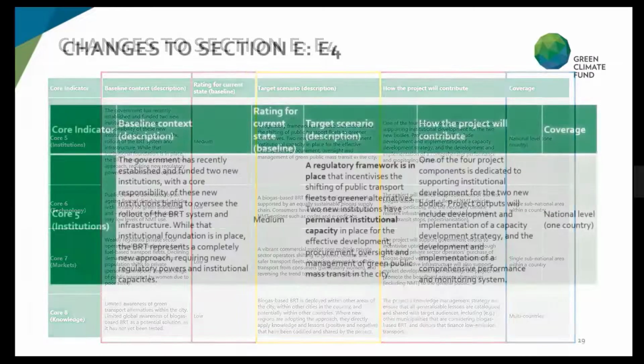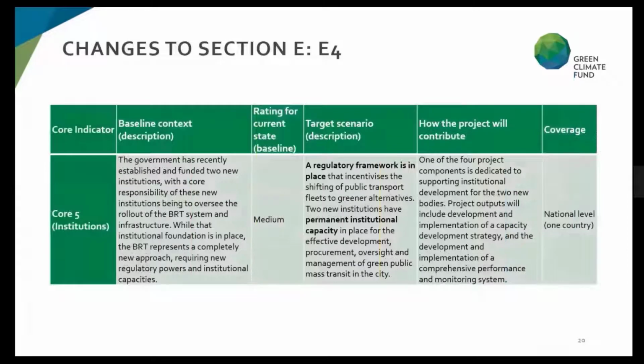For instance, under core indicator 5, the target scenario highlights the regulatory framework in place to support the shifting of public transport fleets to greener alternatives, as well as to strengthen institutional capacity for the effective development, procurement, oversight, and management of green public mass transit in the city. And again, it is important to be brief and precise in these descriptions.